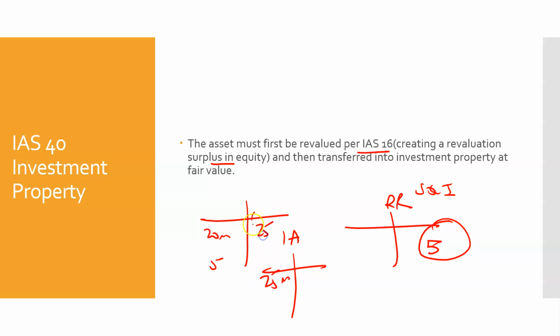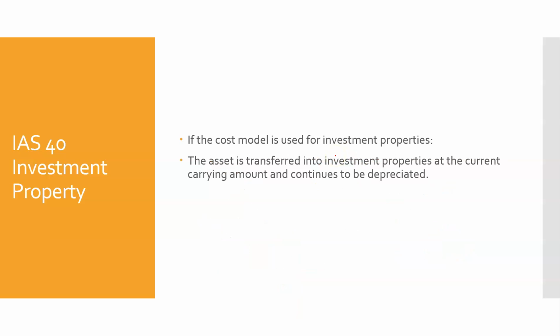So you can derecognize this now from PPE. It's no longer PPE, it's now investment property. But that 5 million is sitting in a revaluation reserve and is later recycled into retained earnings, isn't it? So that's what they're saying here, and then it's transferred into fair value.